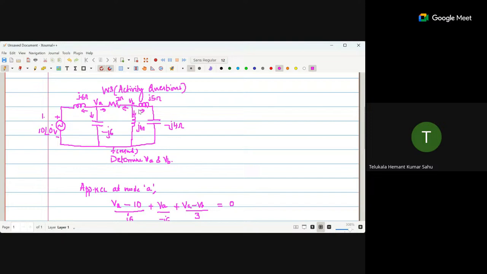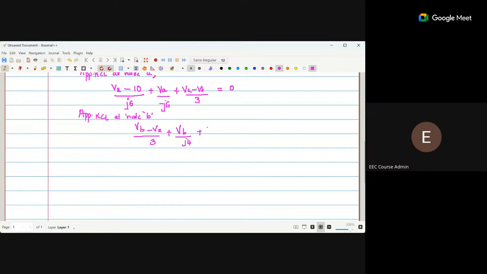Ma'am, in the capacitor, minus J will come, na, ma'am. Already it is given with a minus, right? This one. No, the right side capacitor, ma'am. Oh, the right side capacitor also, it's written minus J4. So it's VB by J5 minus J4, ma'am. VB by J5 minus J4, equal to 0.